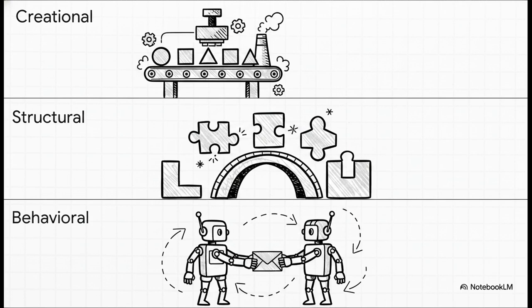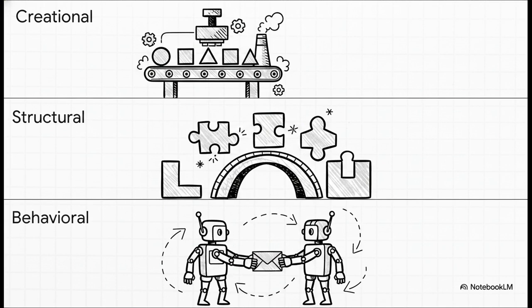Number 1, creational patterns. These handle object creation, making your code way more flexible and heavily reusable. Number 2, structural patterns. These show you exactly how to snap smaller objects and classes together into larger, super efficient structures, keeping everything organized. And number 3, behavioral patterns. These are all about communication, making sure your objects talk to each other cleanly and have strict, clear responsibilities without throwing errors everywhere.